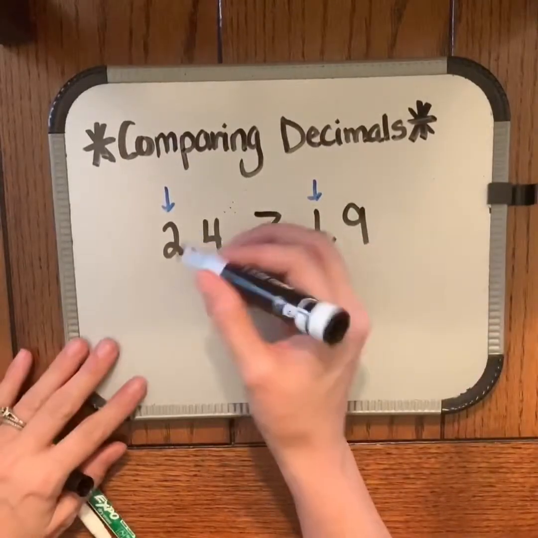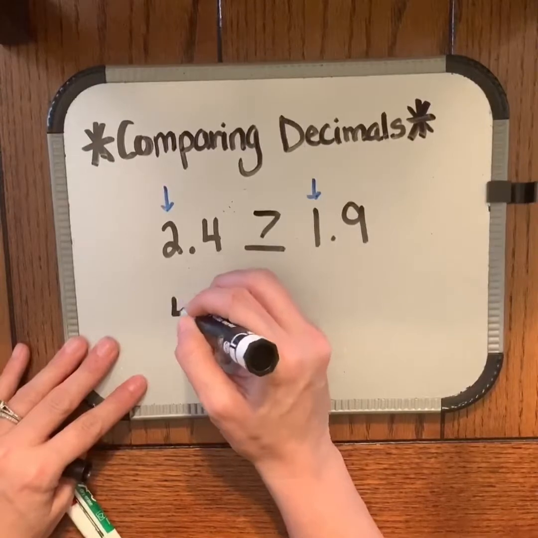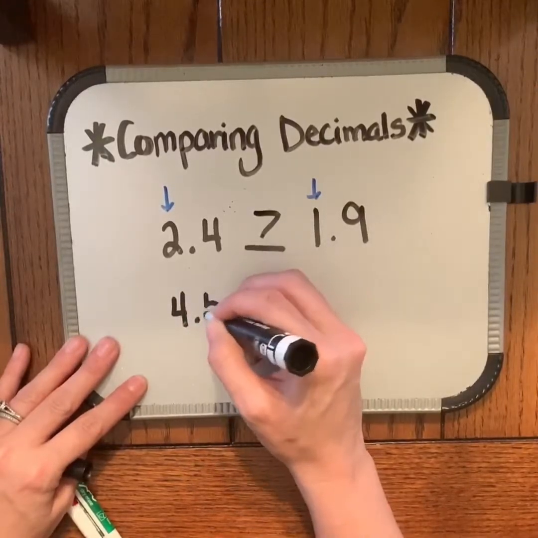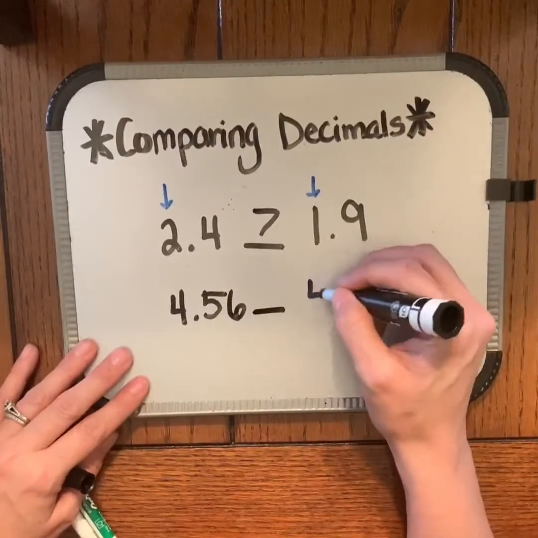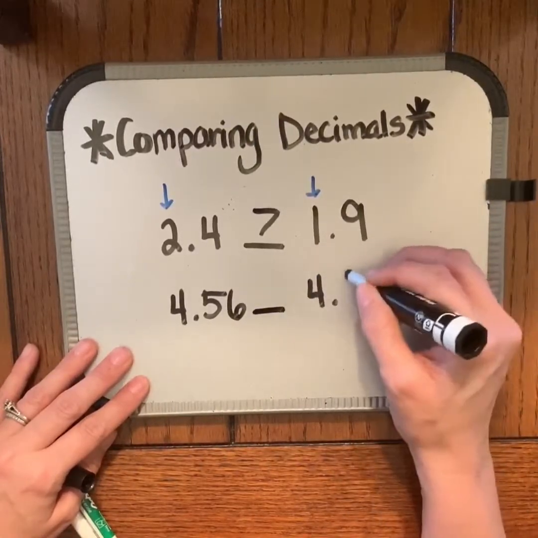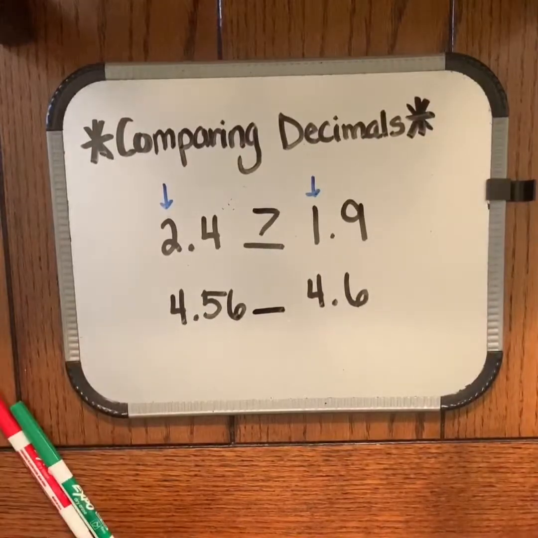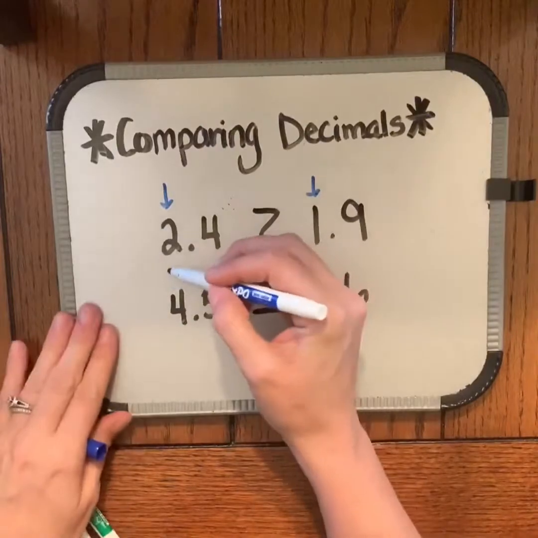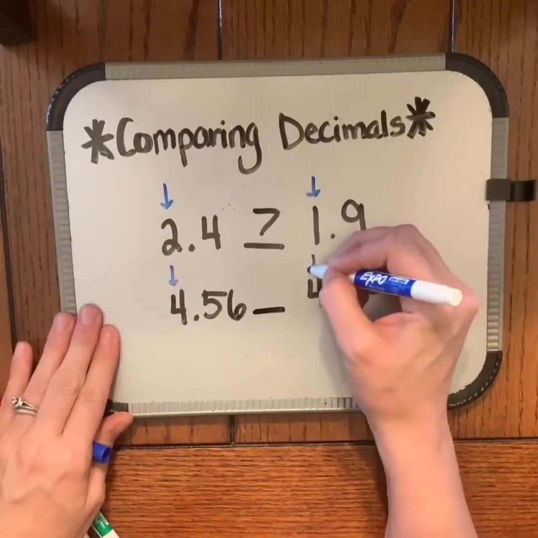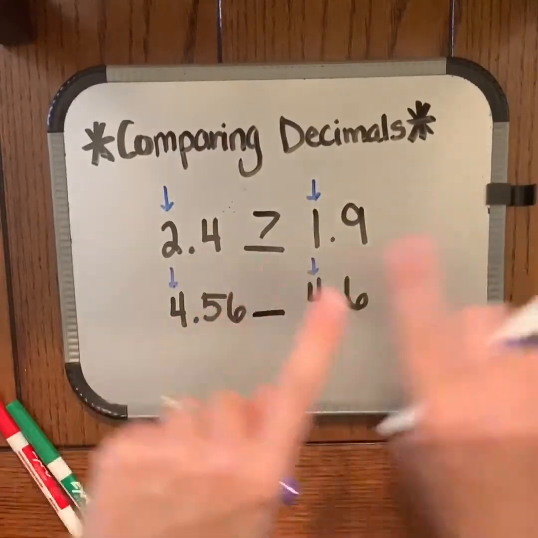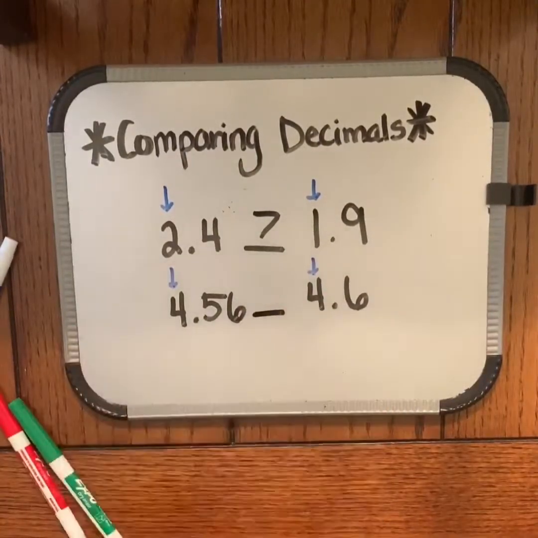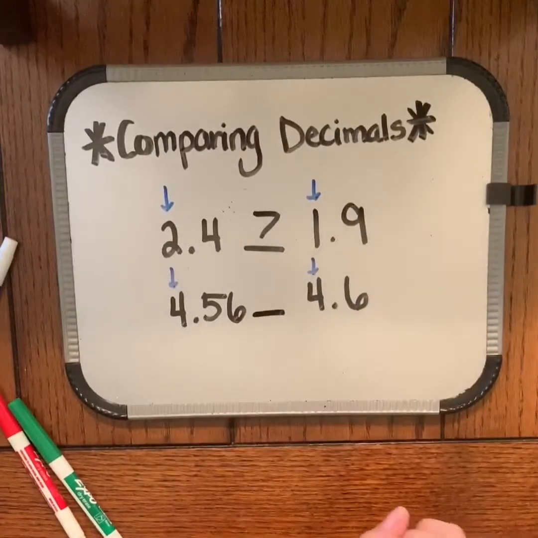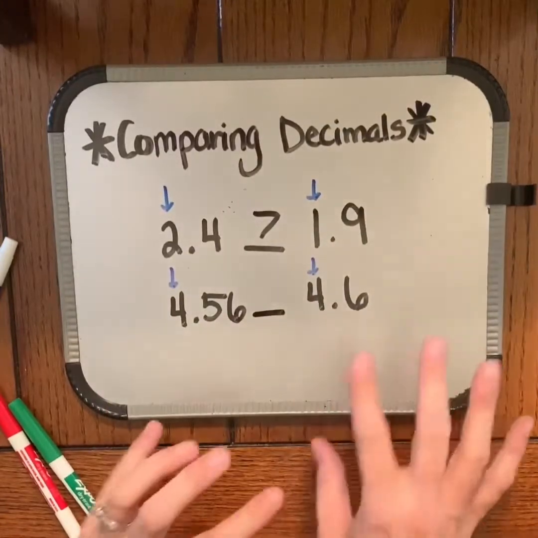Let's try another one. Let's try 4 and 56/100, and we're going to compare that to 4 and 6/10. Okay, step number 1, we're going to look at our whole numbers. They're both 4, so we're going to have to look at the decimal to see it's 4 and a little bit more, 4 and a little bit more, but which one has more?